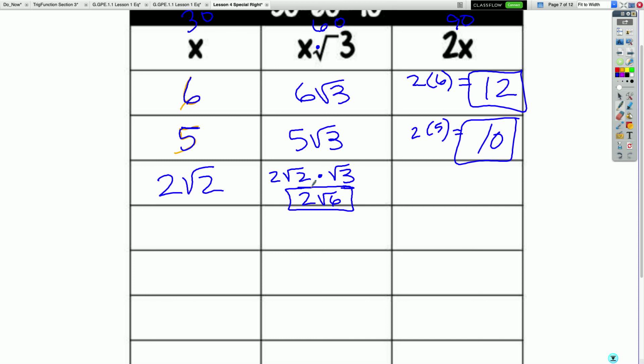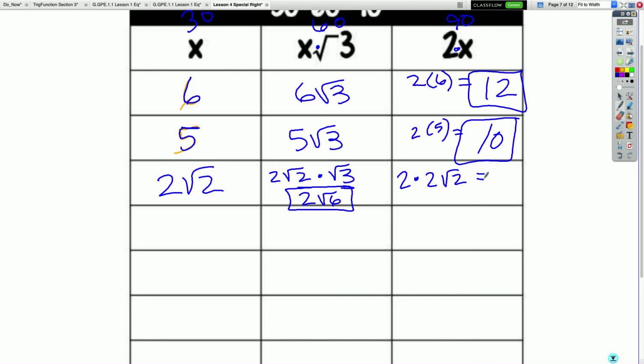Questions with that? You can only do like terms. And then the last one, we're doing 2 times our x value. So I'm doing 2 times, what's my x value? 2 square root of 2. So I'm just going to write it out. Are we okay with that? So I can only do like terms, so only the numbers on the outside.